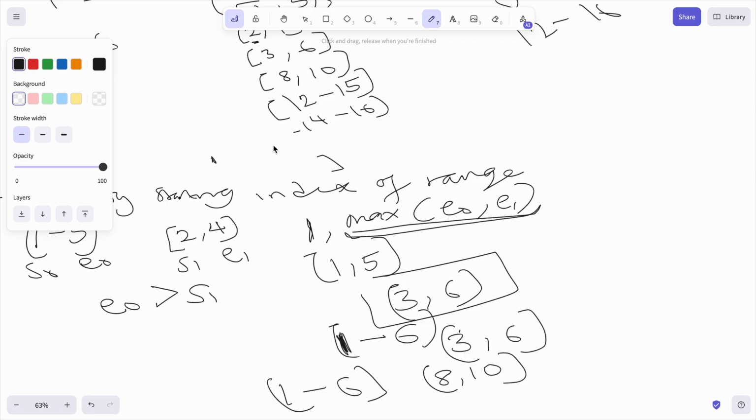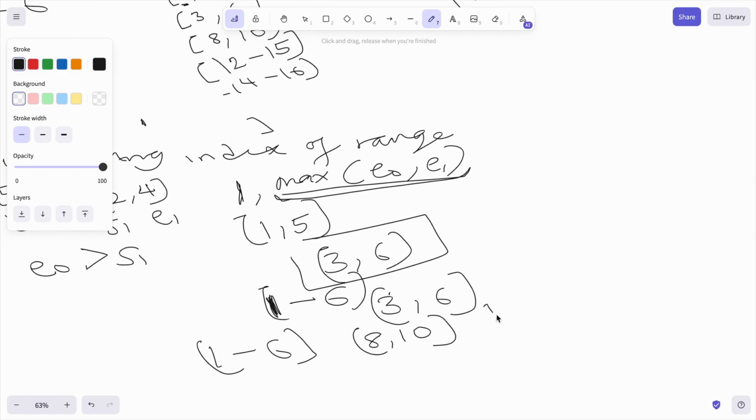Can we merge 8, 10 into 12, 15? No, we can't, because the ending index 10 is less than the starting index 12. So this becomes another interval, and then we go on to the next one, pick 12, 15, and ask the next question. Processing 12, 15, we pick the next element, 14, 16.